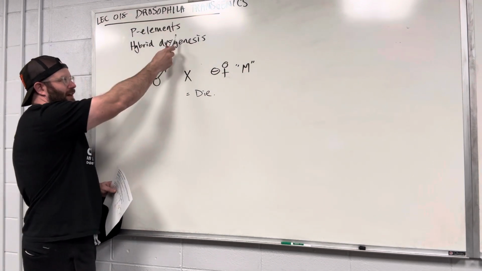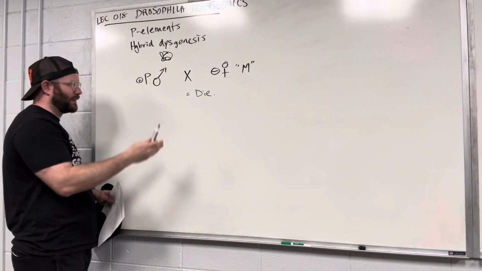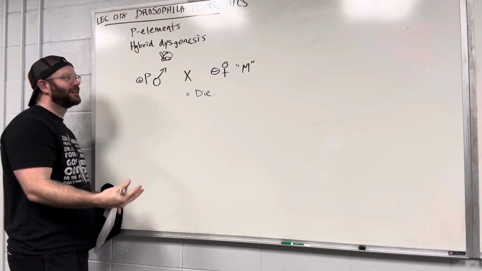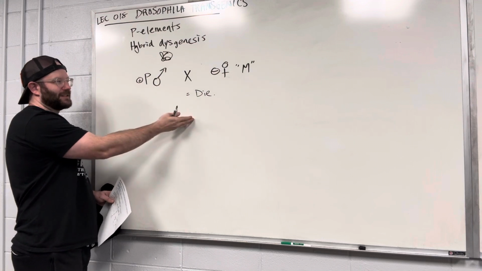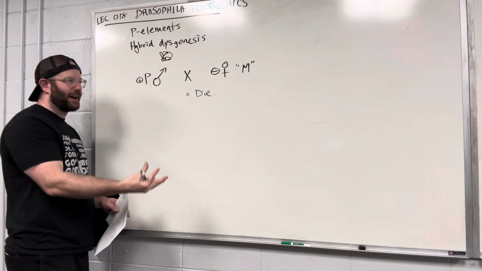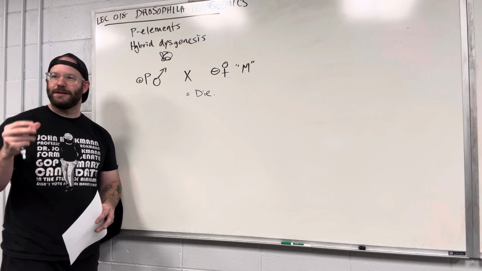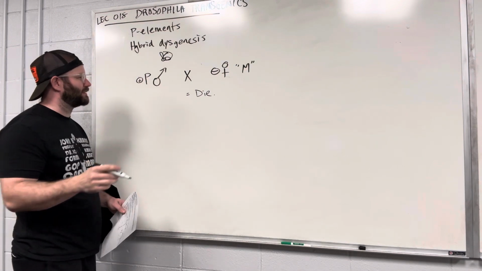So remember, a P element is what? A transposon. It's a transposon. So there's a case where a transposon is killing an embryo, in this case. How could you get embryonic death from a transposon? It just goes somewhere and interrupts something to make it lethal? Yes, that's pretty much precisely what happens.